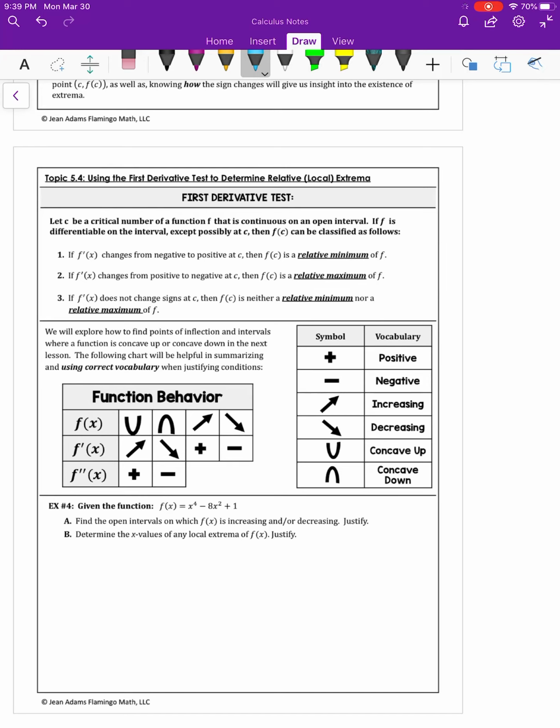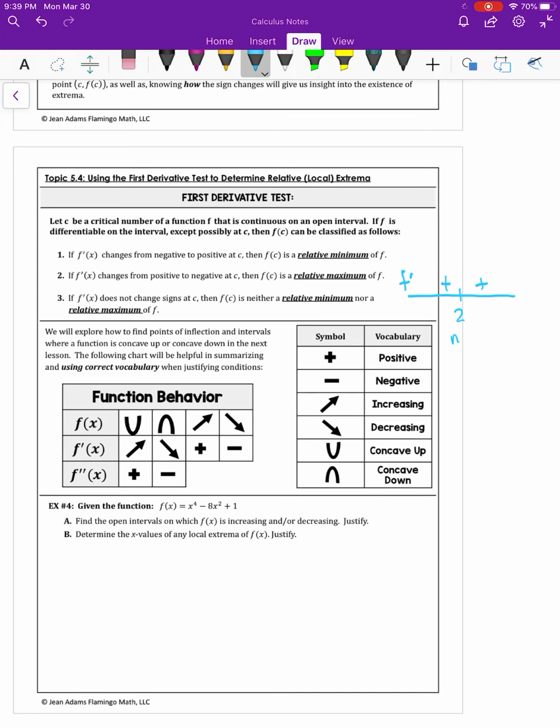Let c be a critical number of a function f that is continuous on an open interval. If it's a critical number, that means either the derivative is 0 or the derivative is undefined. If f is differentiable on the interval, except possibly at c, then f of c can be classified as follows. If f prime changes from negative to positive at c, then f of c is a relative minimum of f. If f prime changes from positive to negative at c, then f of c is a relative maximum of f. If f prime of x does not change signs at c, then f of c is neither a relative minimum nor a relative maximum.